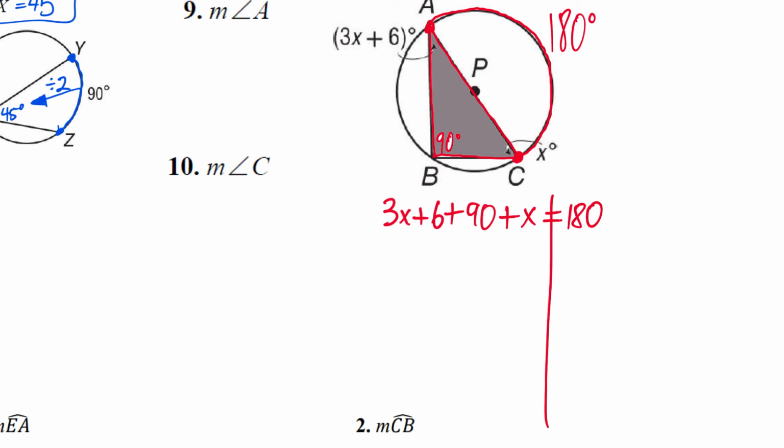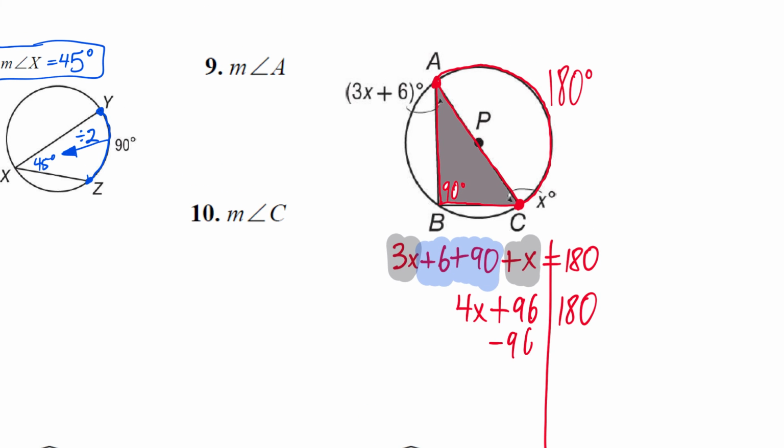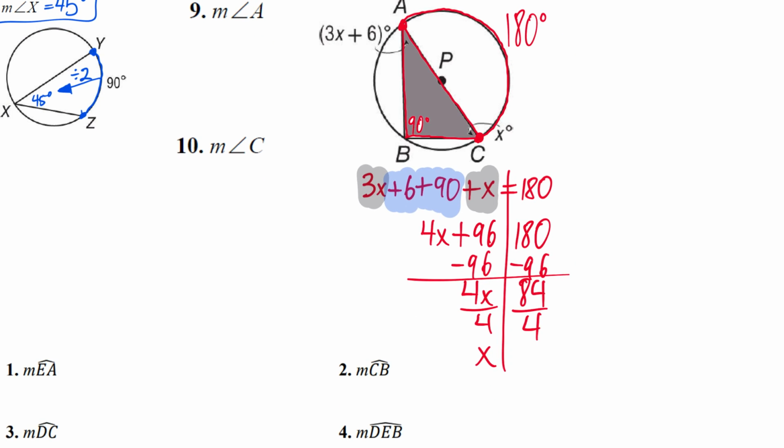We're just going to combine like terms. 3x and x makes what? 4x. And then 6 and 90 make what? 96. So 4x plus 96 equals 180. Minus 96, 4x equals 84. Divided by 4, 21. And x equals 21.